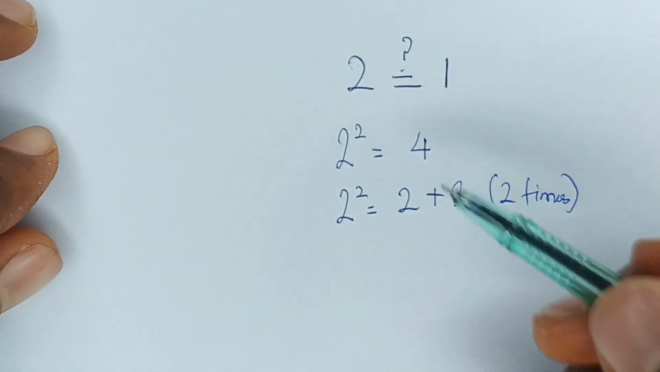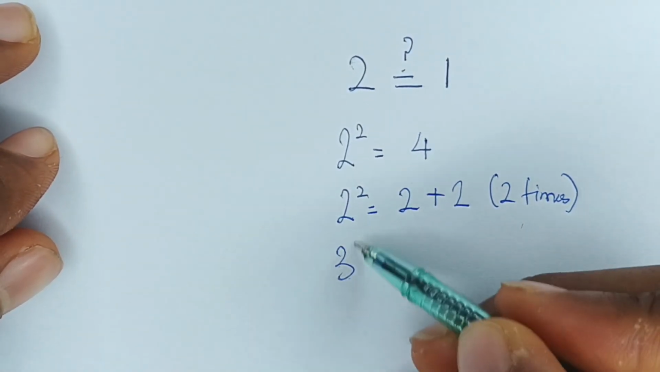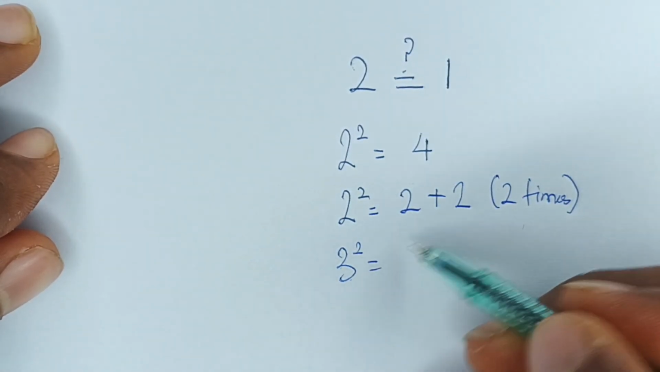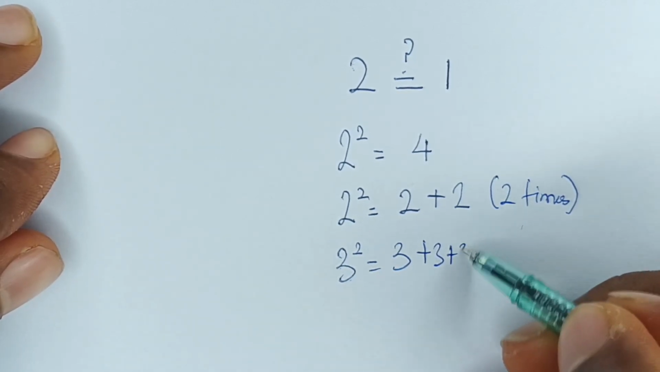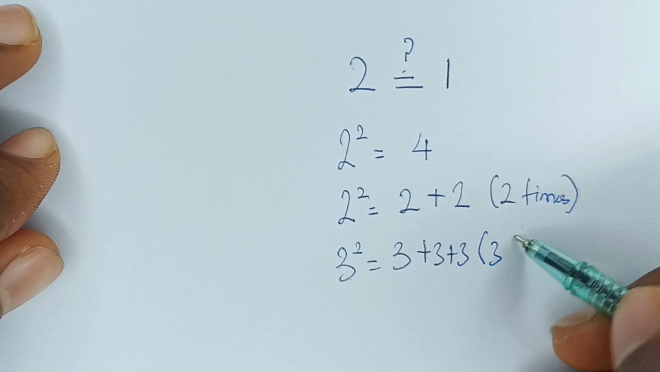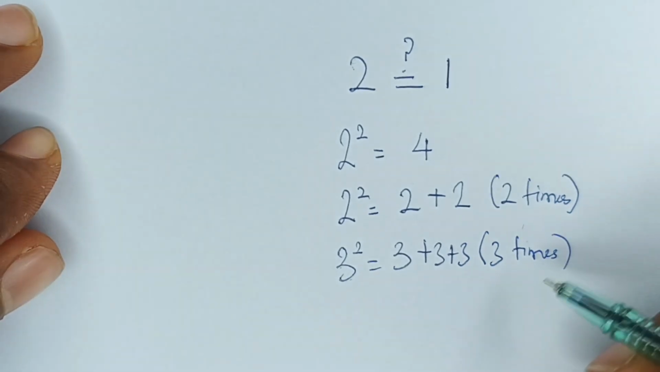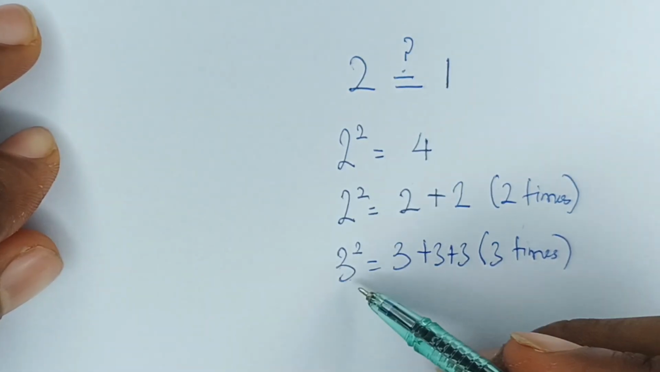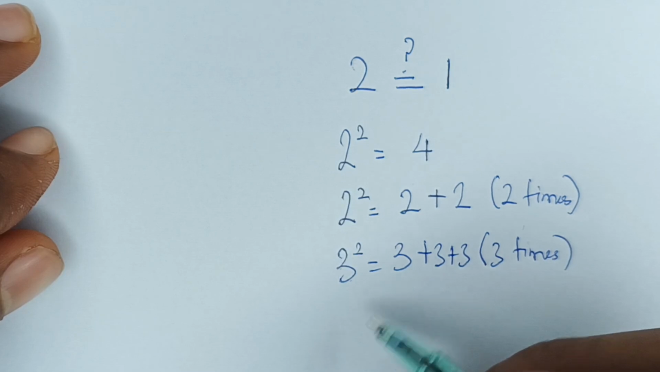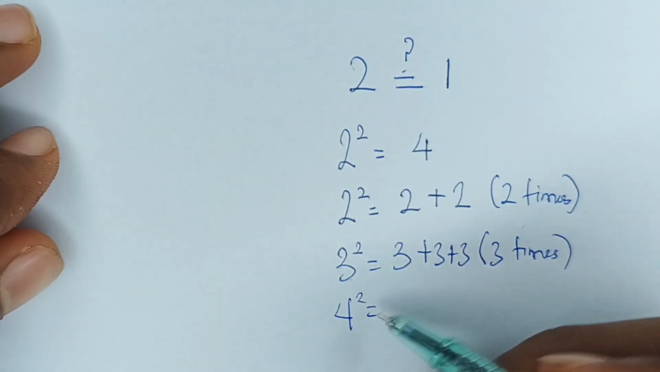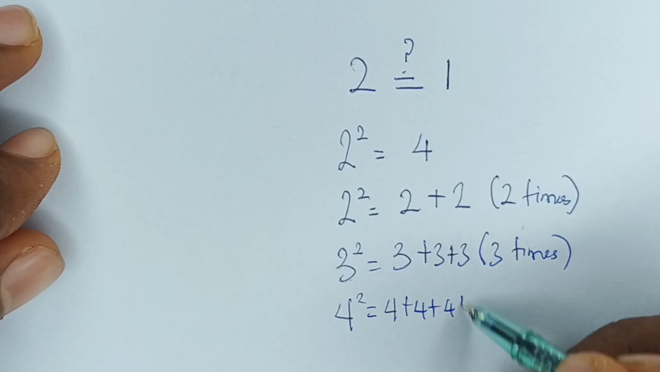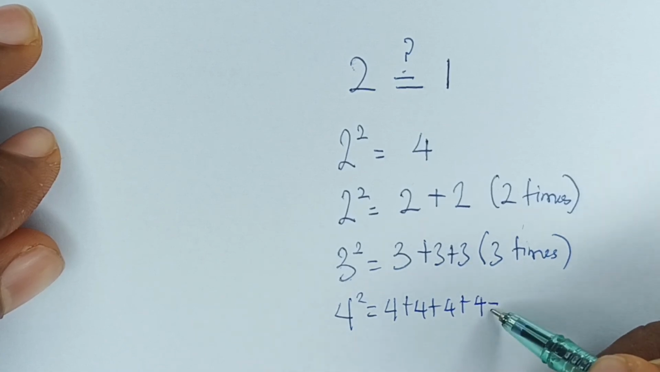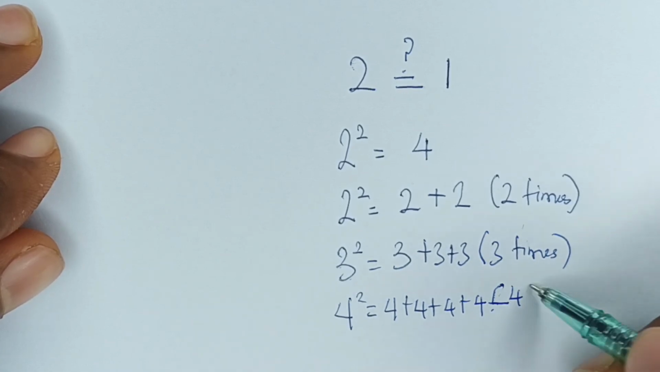Let's check for other squares. We have 3 squared now, for example. 3 squared is 3 plus 3 plus 3, which is adding 3 three times, because 3 plus 3 plus 3 is 9 and 3 squared is 9. Going further, 4 squared is equal to 4 plus 4 plus 4 plus 4, which is adding 4 four times.